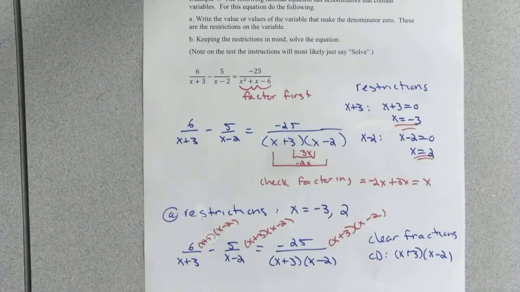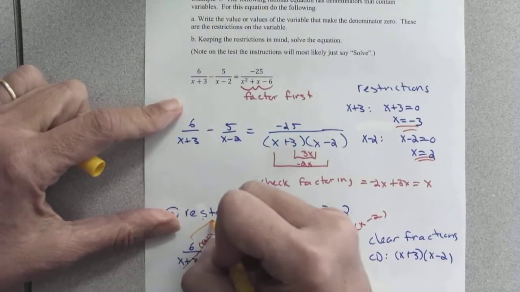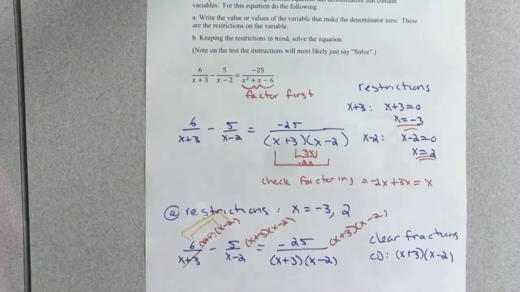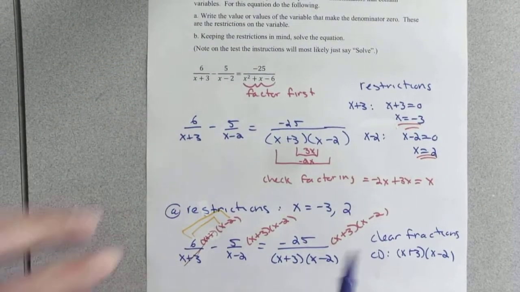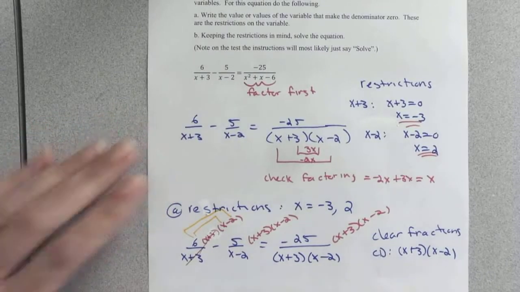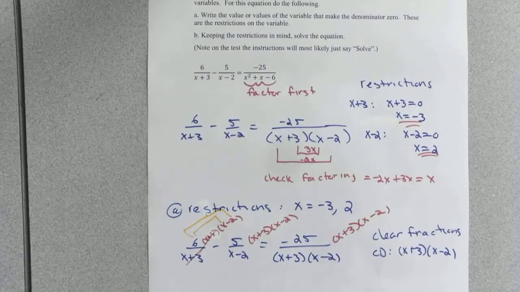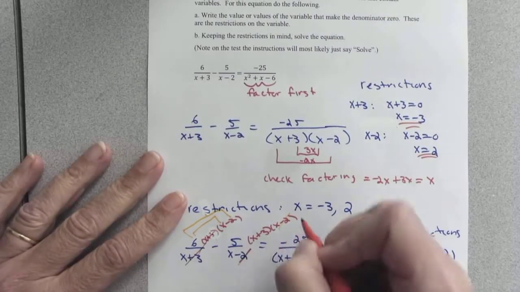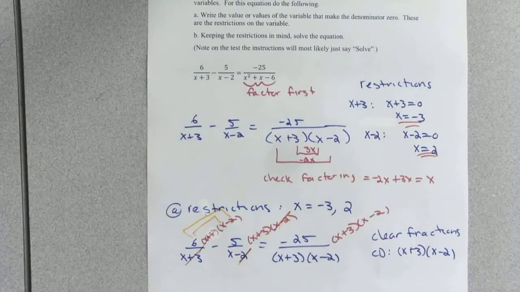And then cancel. So the x minus 3's cancel. And then with that 6, I distribute. And so I'm going to get left over 6x minus 12. Cancel the x minus 2. Let's do that in red. The x minus 2's cancel.